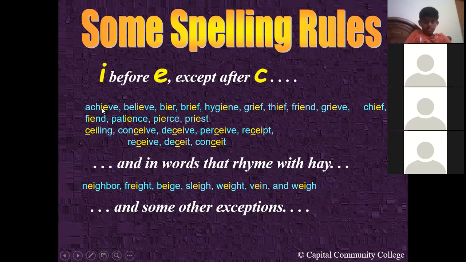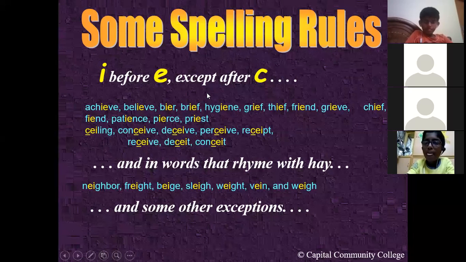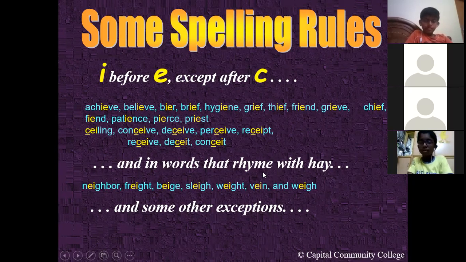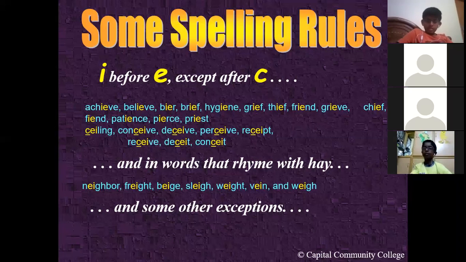The first rule is we have to place I before E. If there is the letter C, then you have to put E between C and I. Similarly, whenever you are pronouncing the word with the sound of "hey," you need to write EI: neighbor, freight, bait, sleigh, weigh, vein. This is how you are supposed to write a word correctly.